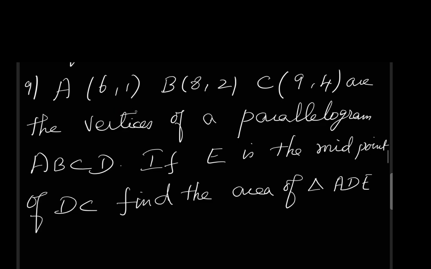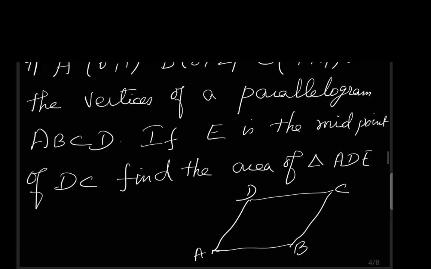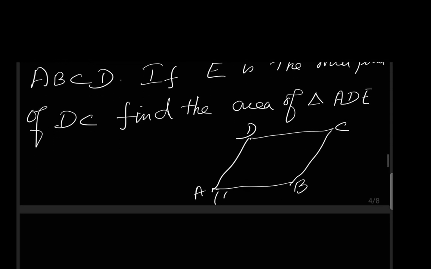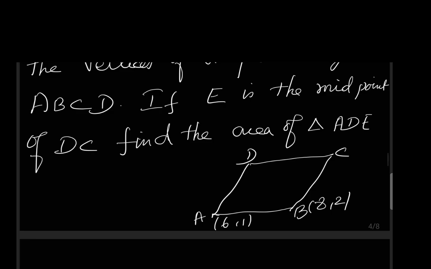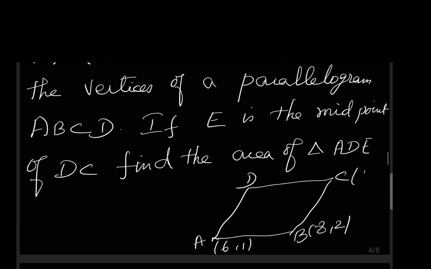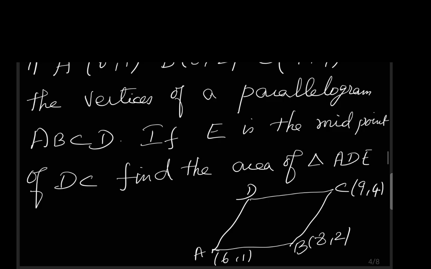See the sum. A is (6, 1), B (8, 2), C (9, 4) are the vertices of a parallelogram ABCD. See, but here only three vertices values are given. A is (6, 1) and B is (8, 2) and C is (9, 4). See, for getting the area of the parallelogram, we need the four vertices.